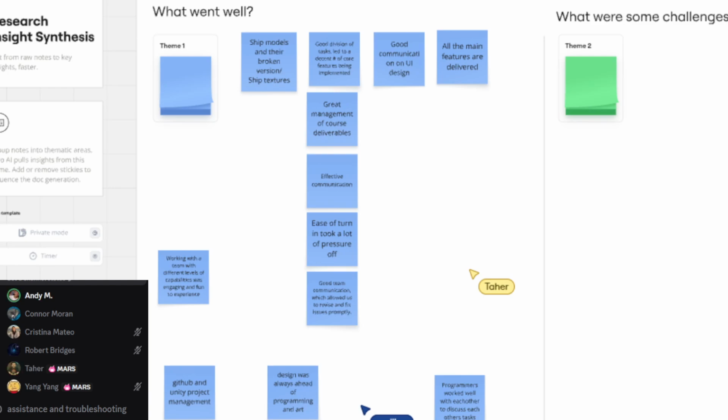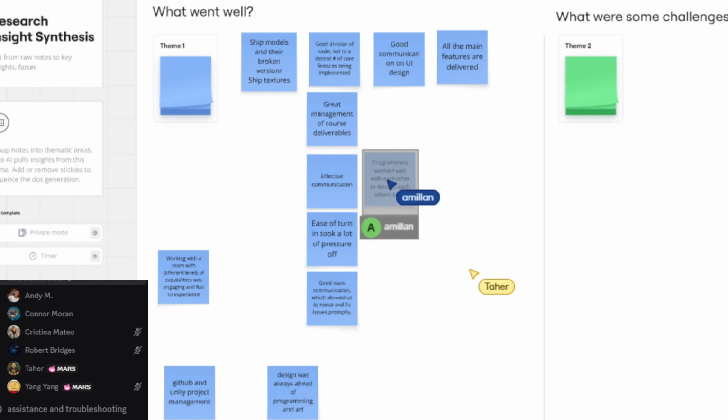Awesome. I like that. Maybe we can do something on reflections on that in part 3. Last one: programmers worked well with each other to discuss each other's tasks. I like this to go with this stuff because, again, effective communication. I want to call out that a lot of the people who had that experience also helped other people get on the same page. That's always nice to see. Does anybody else want to mention anything about what went well before we move on to the challenges?